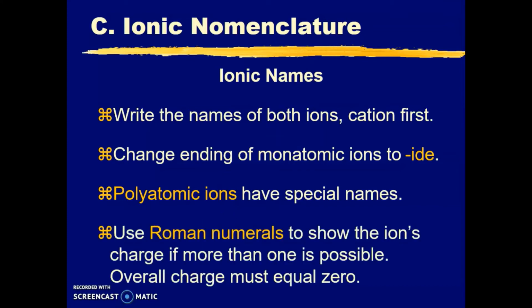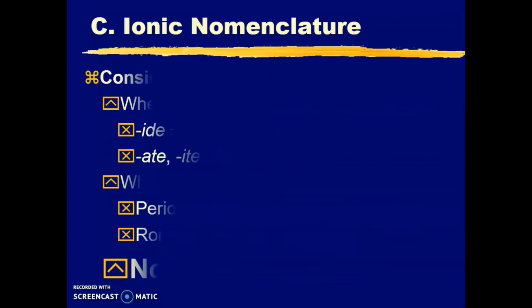And we're going to use Roman numerals to show the ion's charge if more than one is possible, because our overall charge must equal 0. Okay? So those are the rules. Now you know them. Let's figure some things out. Let's see how this is going to work.